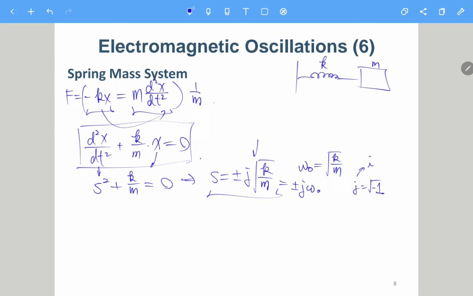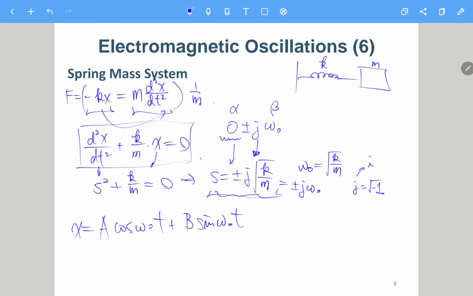Okay, so as this is a complex conjugate root, x should be something like a cosine omega 0 t plus b times sine of omega 0 t, because this is a complex conjugate root. If you are not so familiar, I would say that it is something like 0 plus or minus j omega 0, which means that the real part is 0. So in that case, this is alpha, this is beta. The general form is e to the alpha t, times a cosine of beta t plus b sine of beta t. Okay, as alpha is 0, e to the 0 is 1. So in that case, we only have these two terms.